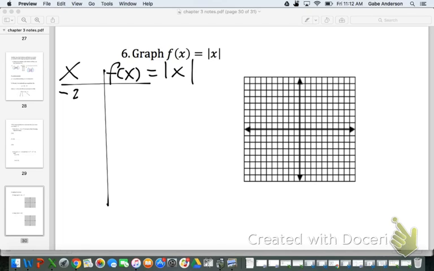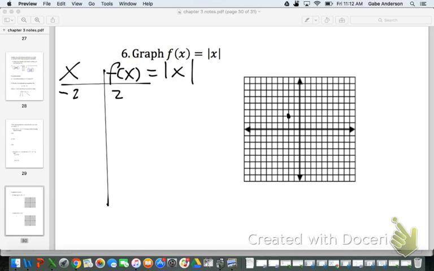-2. Okay, -2. So if you plug in a -2 for x, you do the absolute value of it, what's the output? 2. All right, so my first point would be -2, comma 2. I'm going to go ahead and plot that over here. So -2, comma 2 is right about there. There we go. All right, how about another input?